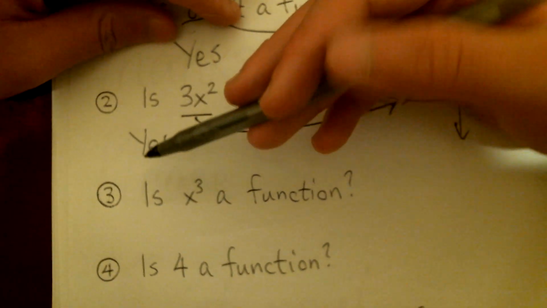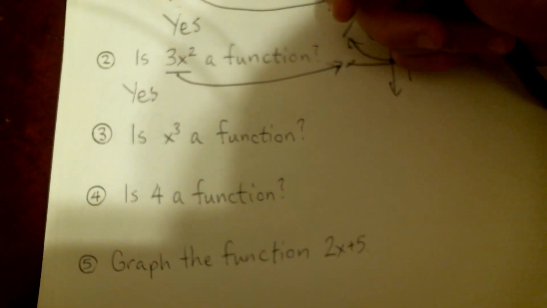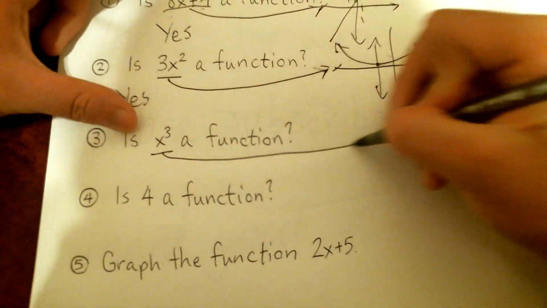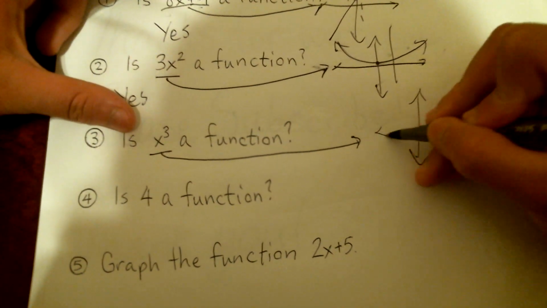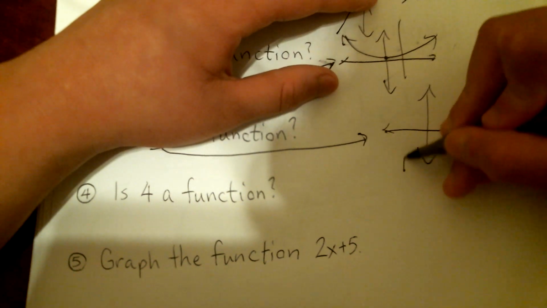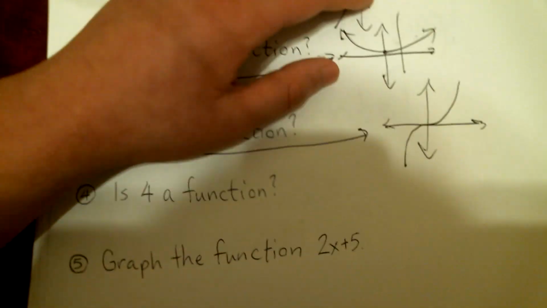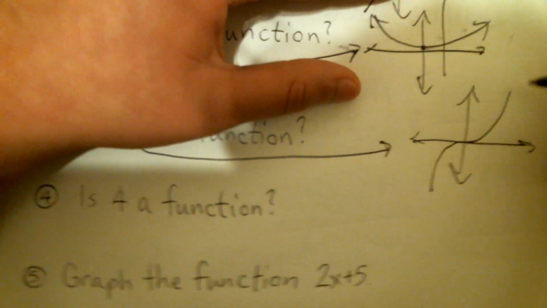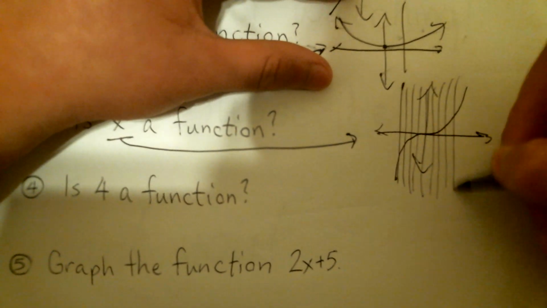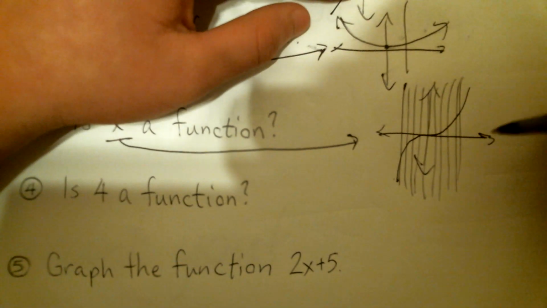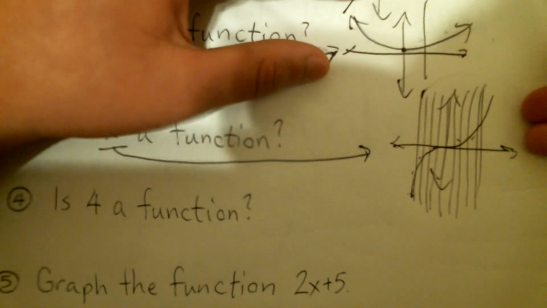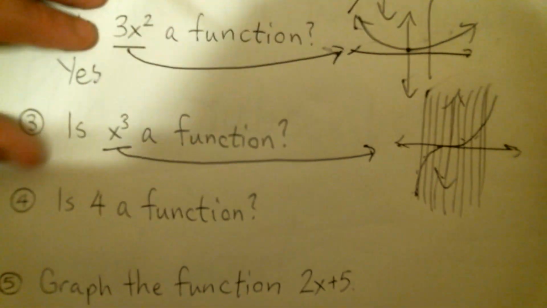So let's try the third one. This one asks, is x to the power 3 a function? So we'll put this here and see how it looks on a coordinate plane. So x to the power 3 looks like this. And would this be a function? Well, for every x value given, there is only one y value for every point here. So that would make it a function.